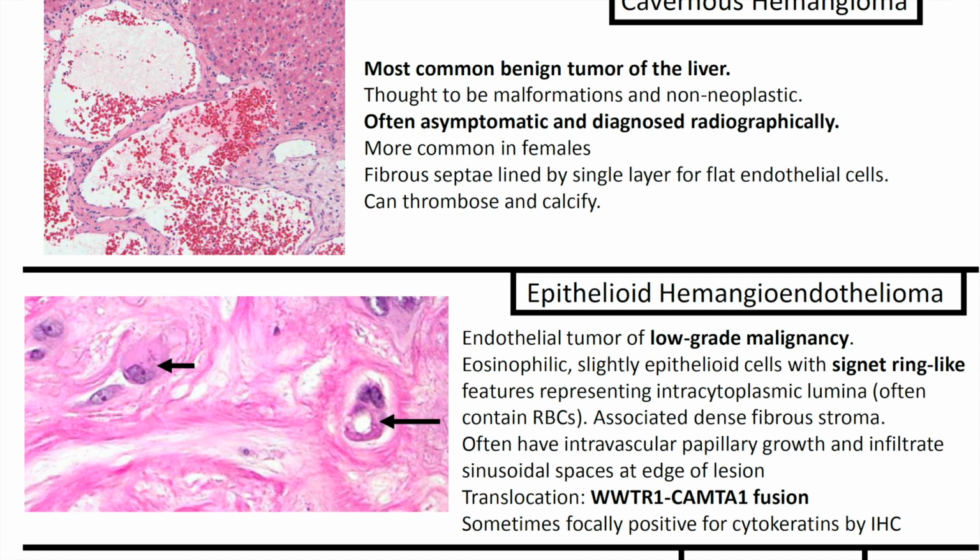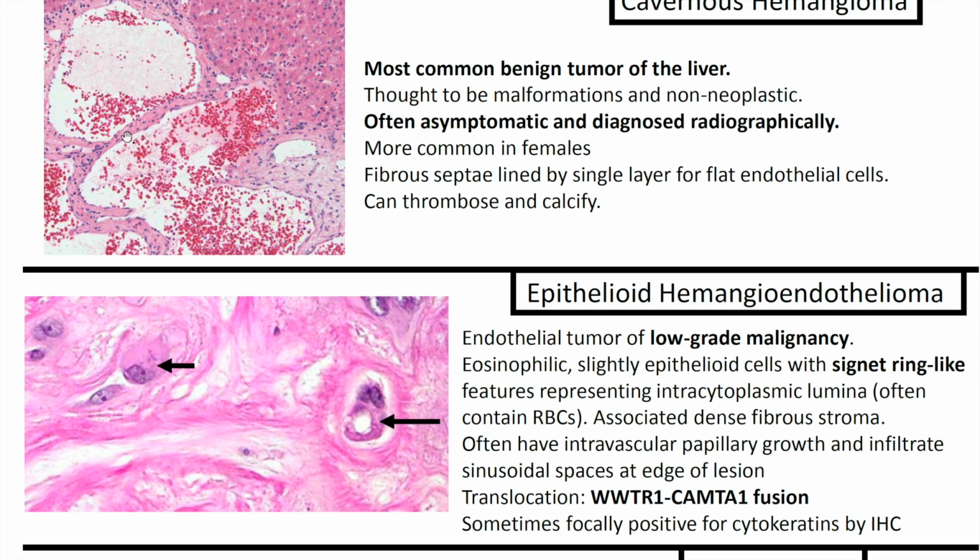and it's appropriate that it's first up because it's the most common benign tumor of the liver. It's thought to be malformations and non-neoplastic, and it's often asymptomatic and diagnosed radiographically. So cavernous hemangioma is more common in females, with fibrous septae lined by single layer of flat endothelial cells, and they can thrombose and calcify.